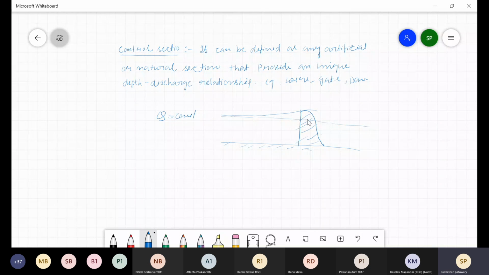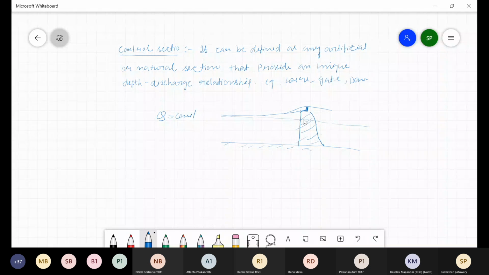So for this particular section, the discharge is the same, and you know the depth over the weir. There is always a freeboard, but you know this freeboard also. So at this position, you know the relationship between depth and discharge, that is, what is the depth here and the corresponding discharge. So this type of section is called a control section.